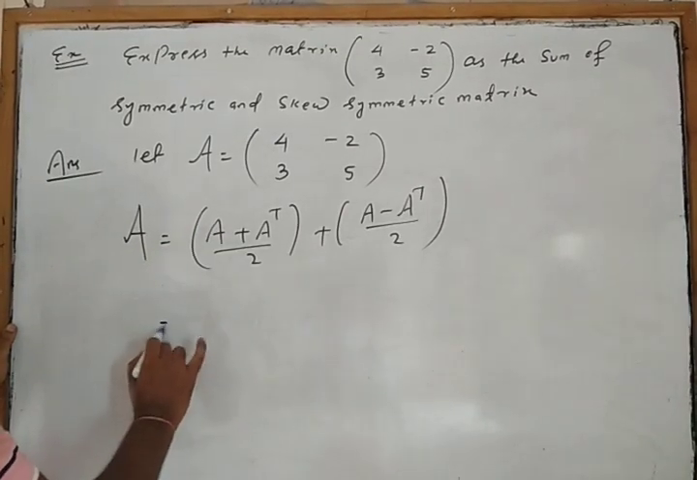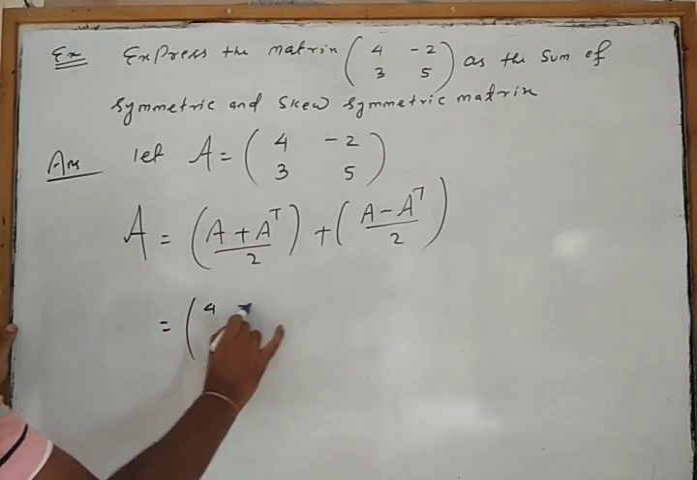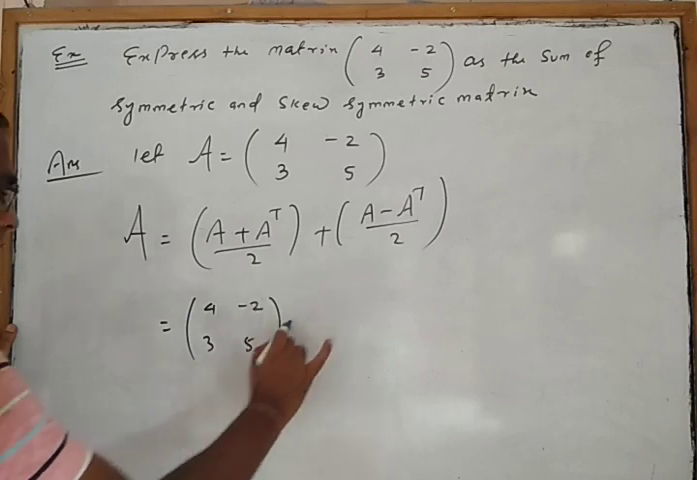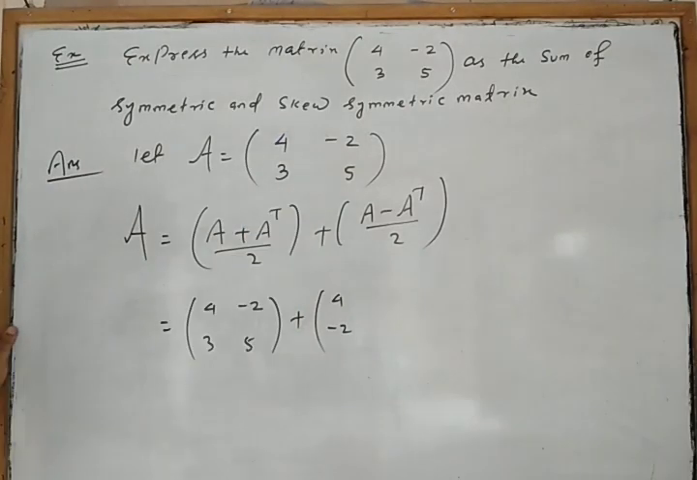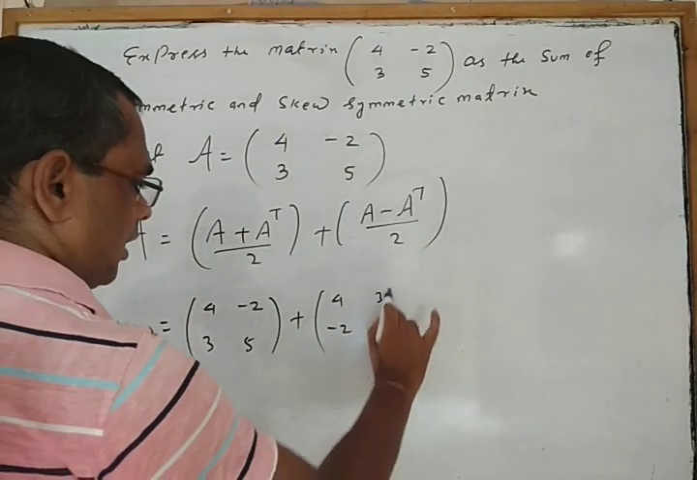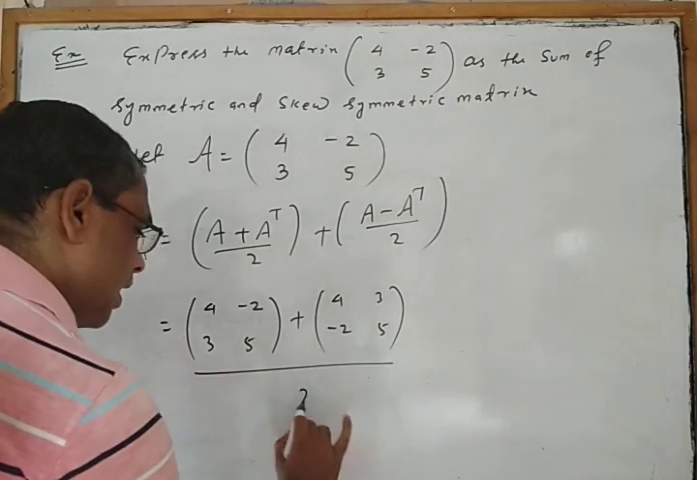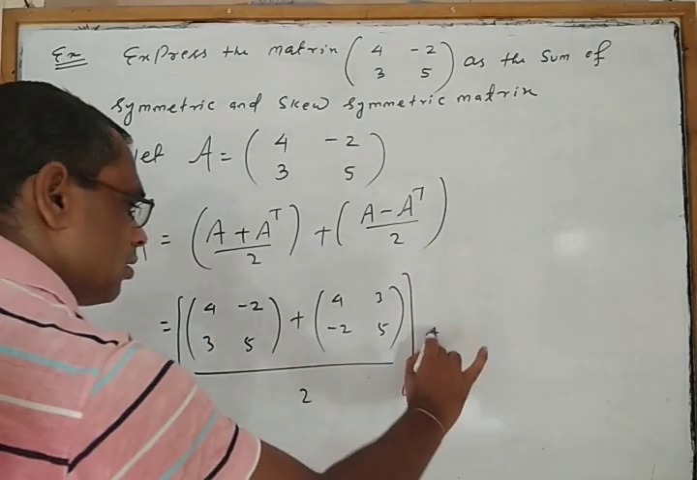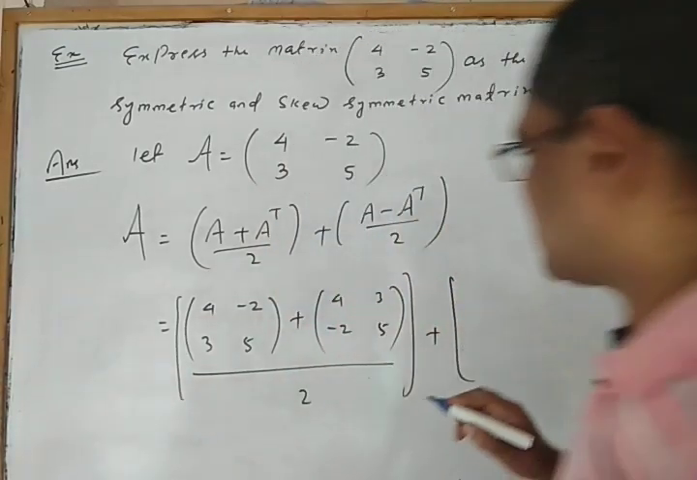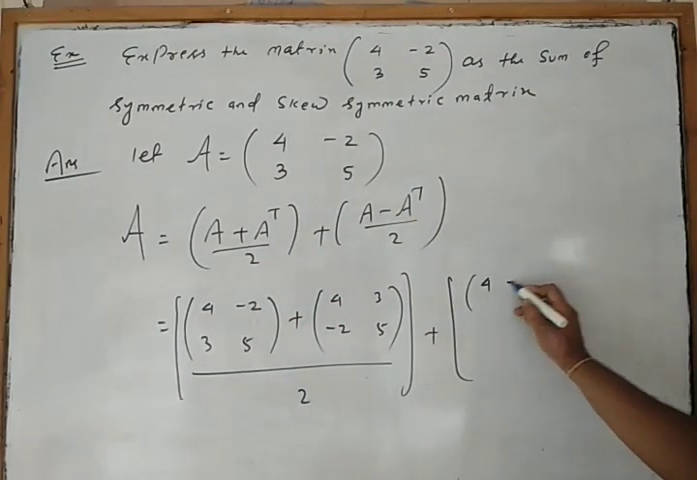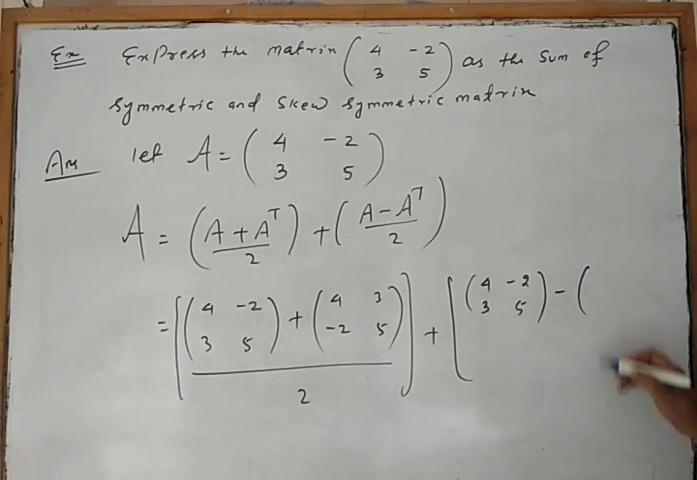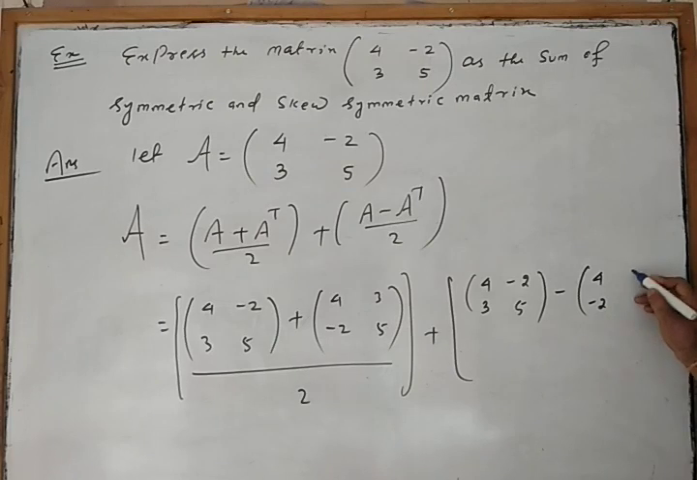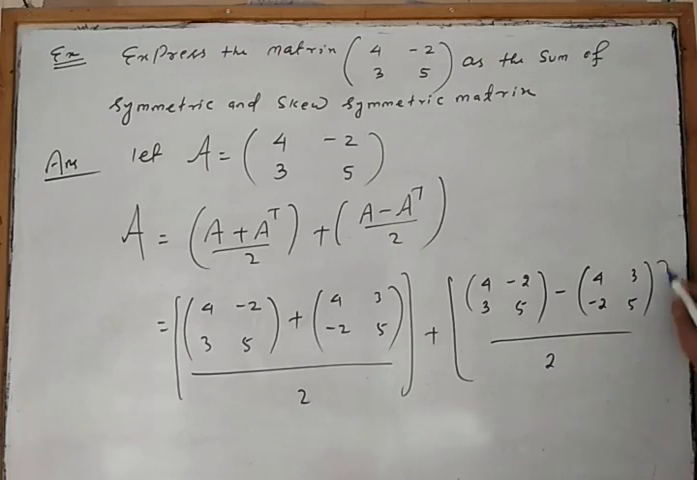So A plus A transpose means you have to write A equal to [4 -2; 3 5] plus A transpose. A transpose means for [4 -2; 3 5], first write row into column, and divide by 2, plus A minus A transpose. First you have to write A, [4 -2; 3 5], and minus A transpose, and divide by 2.